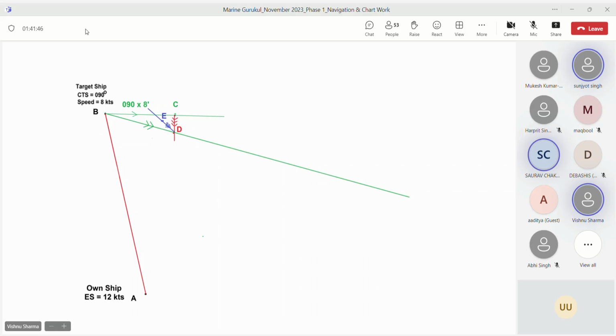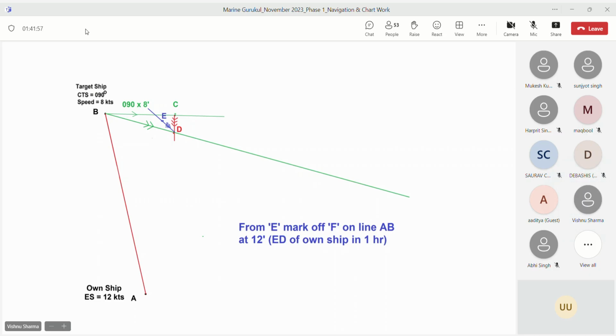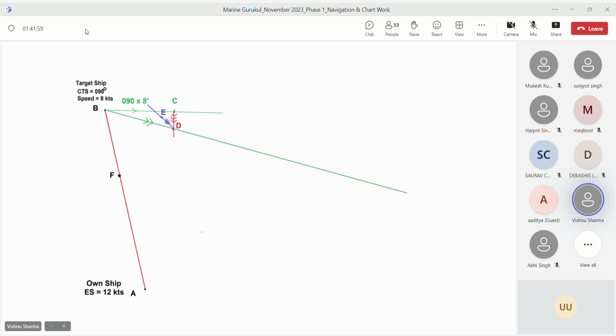If anybody does not agree with E, you'll have to speak out because I could not make it out. Some may be saying E, I might have heard wrong also. So 12 miles you'll cut off from E onto the relative line of approach, and you get point F.